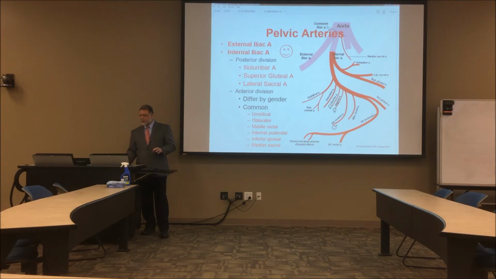But just remember that the internal iliac artery and external iliac artery come directly from the common iliac artery. And the internal is going to give you a posterior and anterior division. Posterior: iliolumbar, lateral sacral, and superior gluteal artery. The inferior gluteal artery is part of the internal, but part of the anterior division.